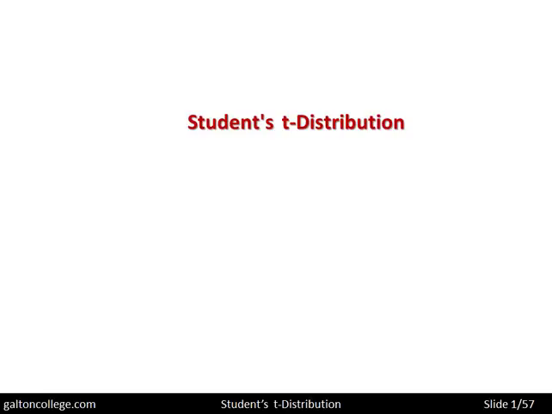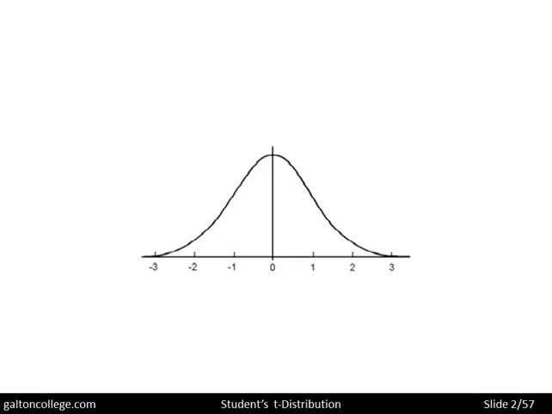This class will be concerned with Student's t-distribution. Now let's start by looking at a normal distribution, this bell-shaped distribution. We can see it's symmetric about the vertical axis, which is drawn at zero. So if we fold over the curve around that zero axis, it'll fall on top of itself. It'll precisely trace out.